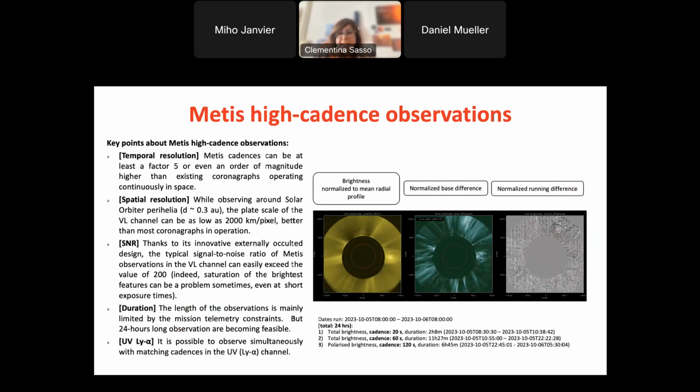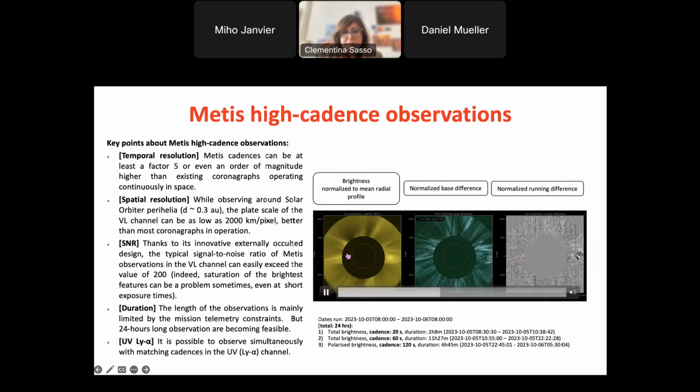Then we go to the Metis high-cadence observations, and as I show you in the movie on the right, you can see the total brightness in the first video.